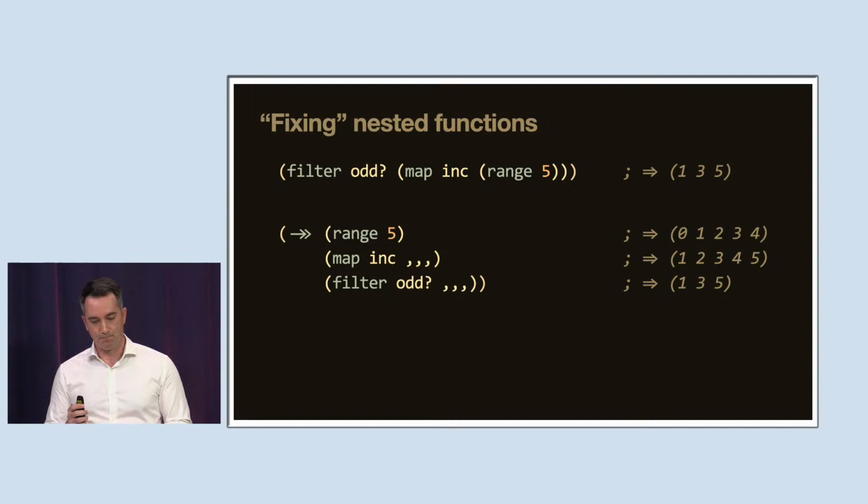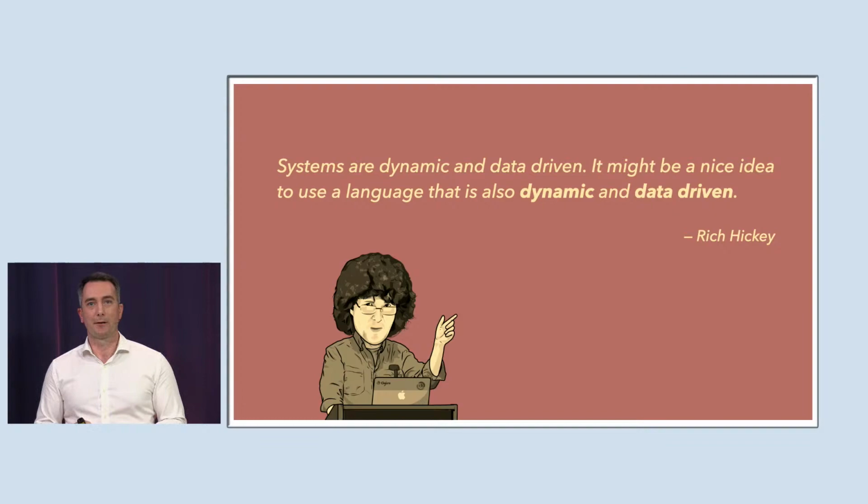Great, one last quote. Systems are dynamic and data-driven. It might be a nice idea to use a language that is also dynamic and data-driven. So I want to show you what it feels like. Of course, we're not going to build a whole system, and we're just going to do a bit of noddy examples, really. But it still hopefully will give you a feeling of those properties that we talked about, the design philosophy behind Clojure. How does that impact when you're working with code and shaping algorithms? So let's jump over and do that.